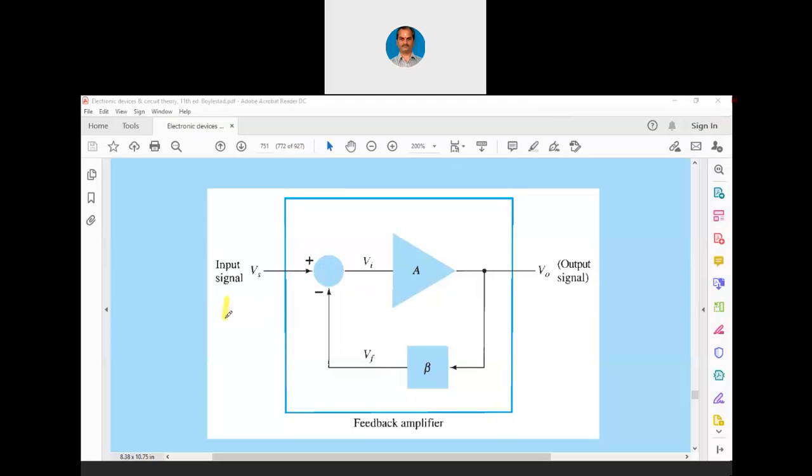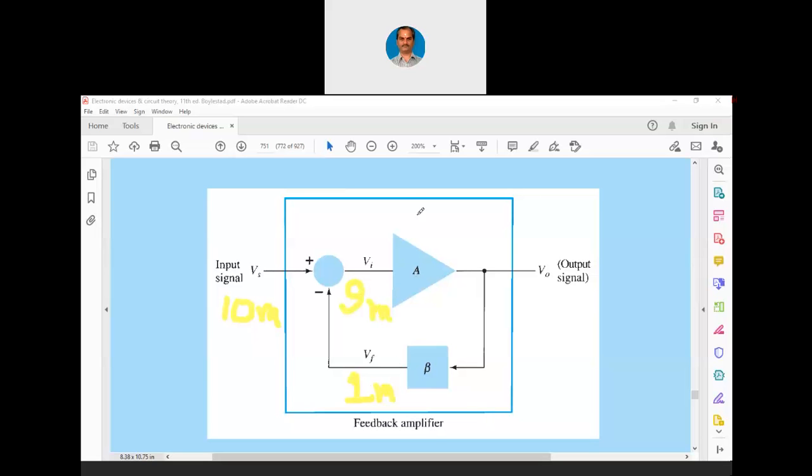Let us say we give 10 millivolts here, and let us say the feedback signal is 1 millivolt here. Imagine that way. A small portion of the output signal we are taking out. Let us say the feedback signal is 1 millivolt. Now Vi is 9 millivolts.